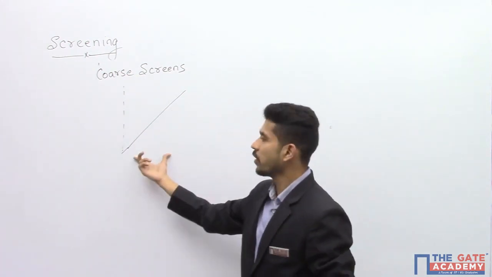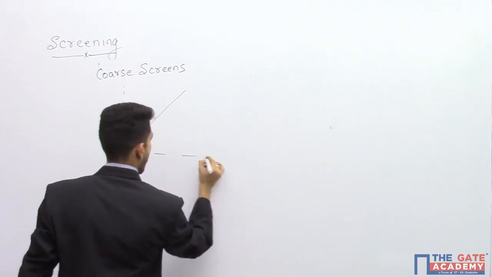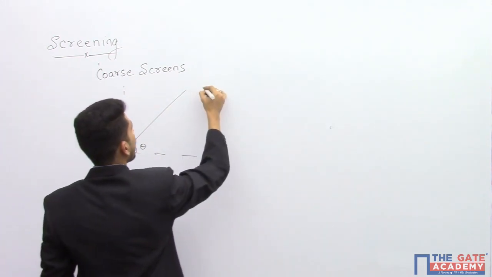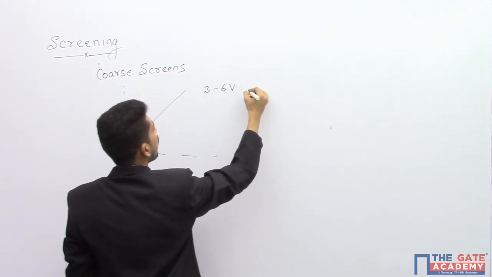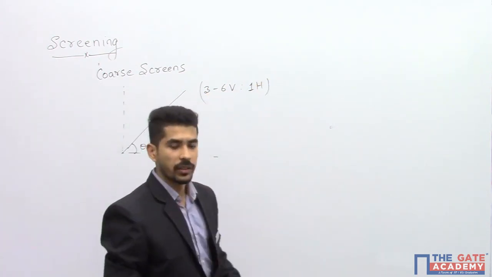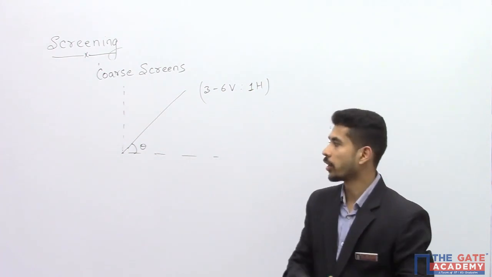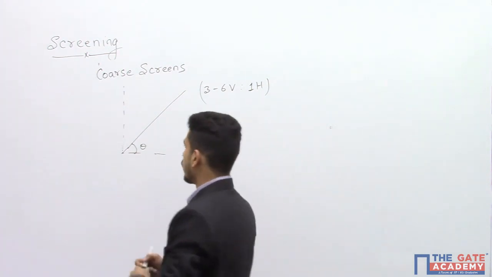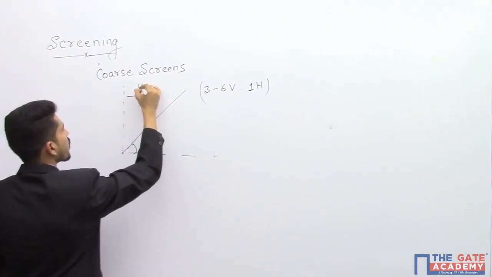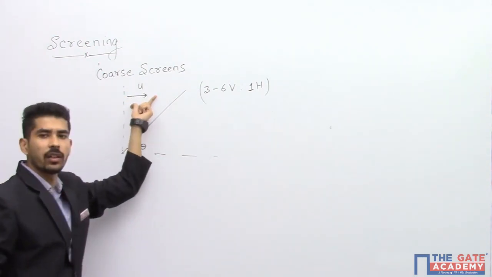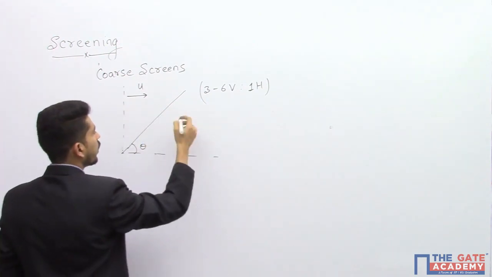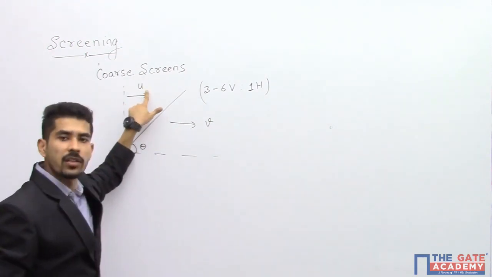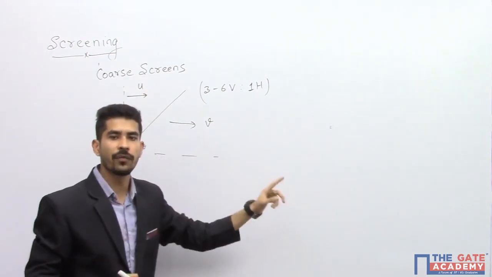The inclination of the screen is approximately 3 to 6 vertical to 1 horizontal. Now, there are some advantages of inclining the screen. We have a flow. Let us suppose this flow has a velocity of u. The incoming velocity is u, and the velocity after the screens is V. u is known as the approach velocity and V is known as the flow-through velocity.